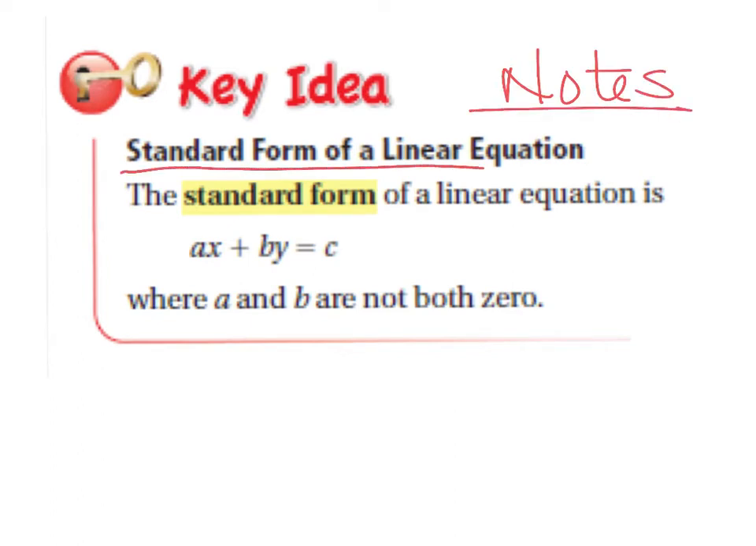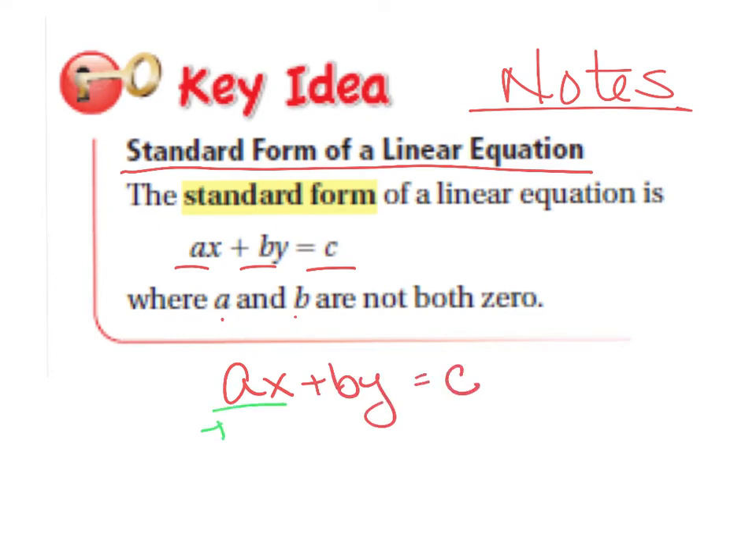Standard form of linear equation. The standard form of a linear equation is ax plus by equals c, where a and b are not both zeros. So ax plus by equals c. And again, ax is going to be thing number 1. The by is going to be thing number 2. And c is going to be the total.